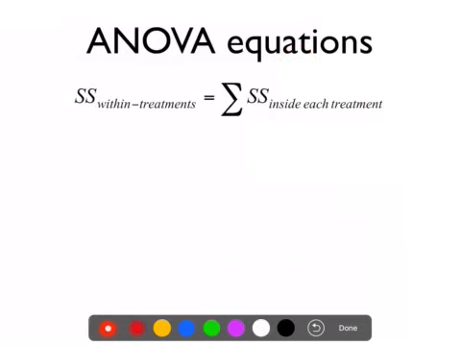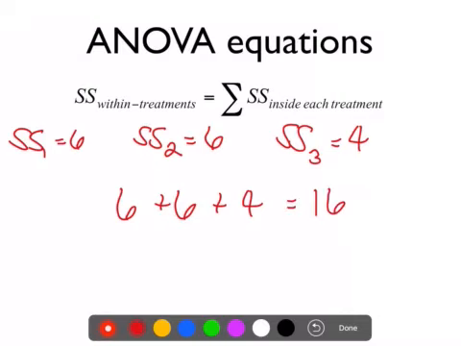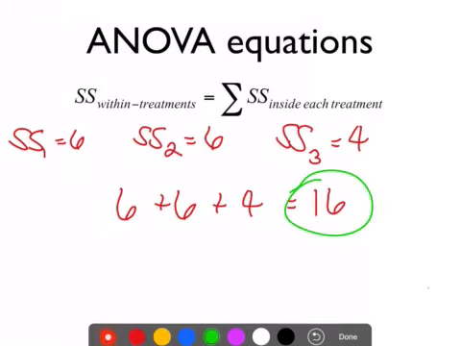Okay, sums of squared within treatments. This is the easiest one. You just add up the sums of squared for each treatment. We said sums of squared 1 was equal to 6, sums of squared 2 was equal to 6, and sums of squared 3 is equal to 4. So add all of those values together. So 6 plus 6 plus 4 is equal to 16. So our sums of squared within treatments is 16.